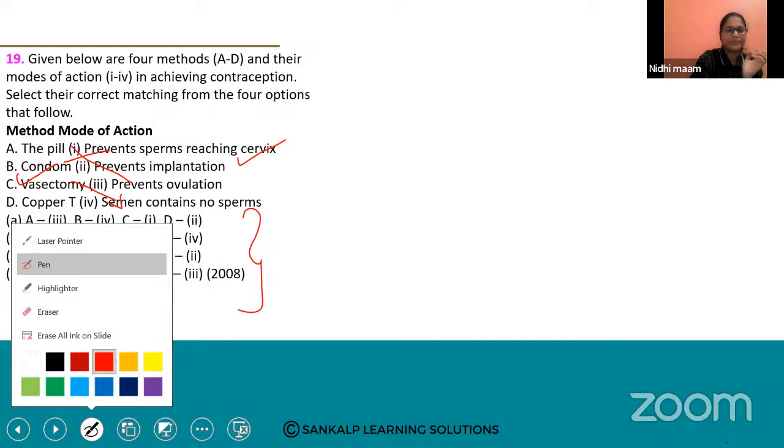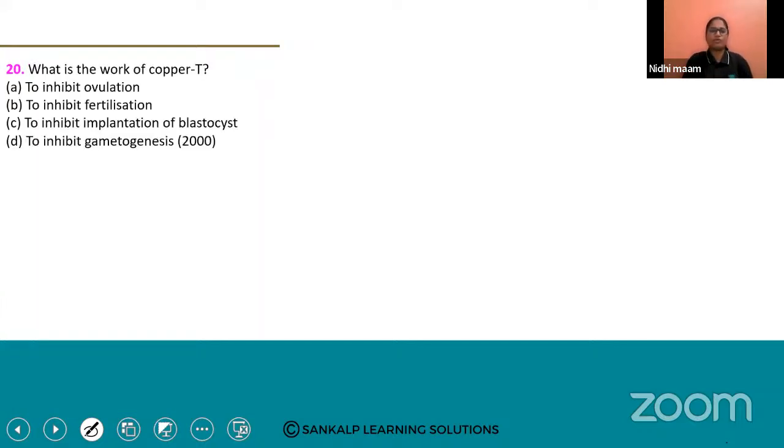Okay, only 2 of them answered it. Option C is the right answer. Last question of today. What is the work of copper T? To inhibit ovulation. To inhibit fertilization. Inhibit implantation of blastocyst. Inhibit gametogenesis. Just now we discussed the same kind of question 2 times. Yes, tell me, what is your response?